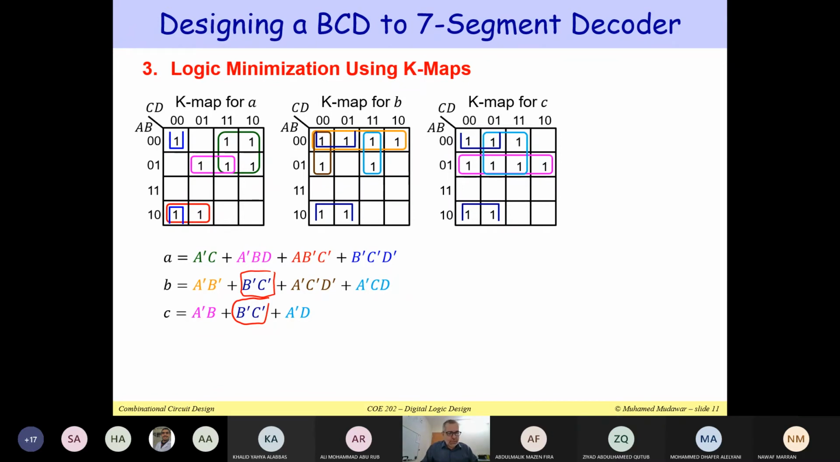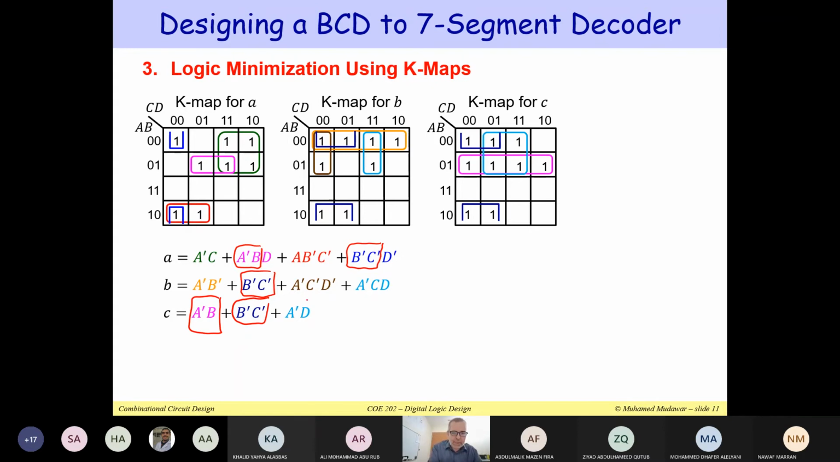But if you look at the other terms, you can also see that sometimes things are not exactly identical. For example, when you look at A prime B, it also appears here as A prime B. When you look at A prime D, or let us look at B prime C prime, it also appears here as B prime C prime. So we can extract even more, even though the term is not identical. Sometimes the term can be part of a longer term, so we can still extract it.